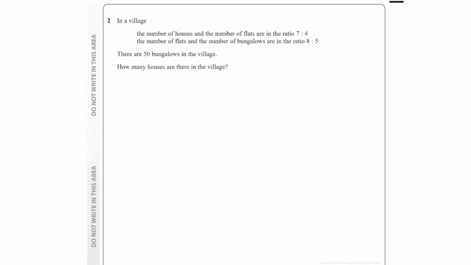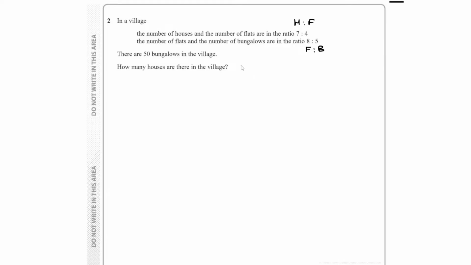Question 2, we've got ratio. So in a village, the number of houses to the number of flats is in the ratio 7:4. So house to flat, 7:4. The number of flats to the number of bungalows is 8:5. So that's overlapping on the flats section, isn't it? There are 50 bungalows in a village. How many houses are there?